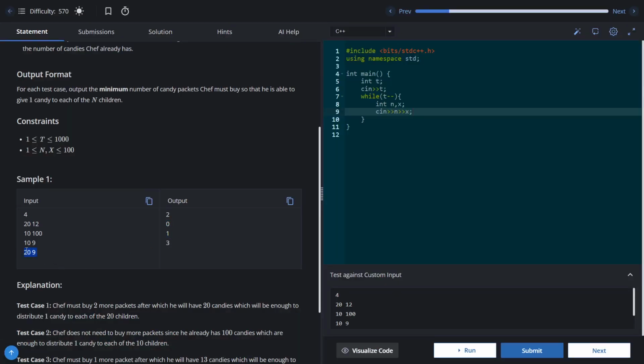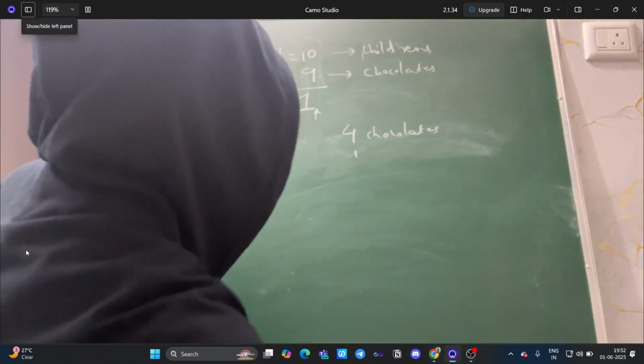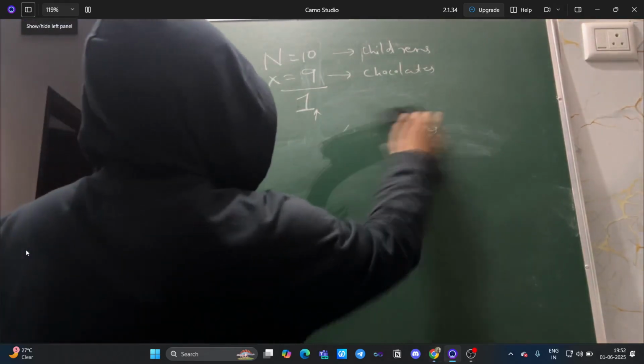Now let's understand the fourth one, which is interesting. In this case, I'll derive a formula to solve the problem.